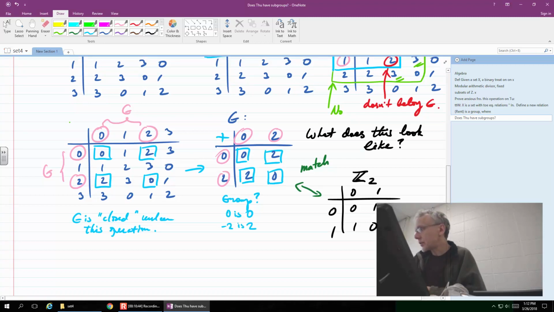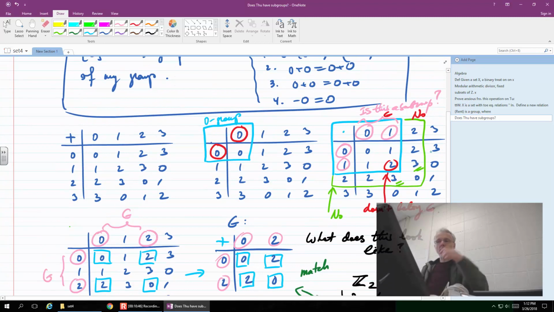So incidentally, maybe it makes sense to go and look at the original group Z4 and make sure that we know the negatives. So the negative of 1 is... no, 3. What do you add to 1 to get 0? Mod 4.